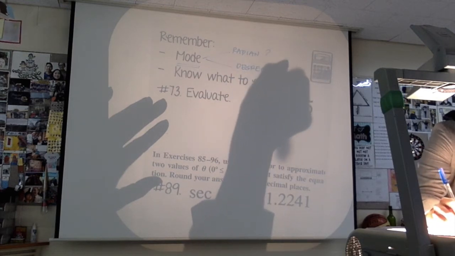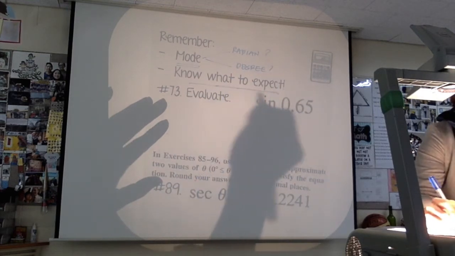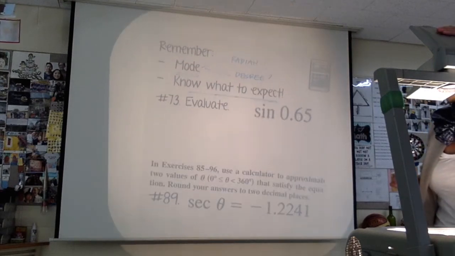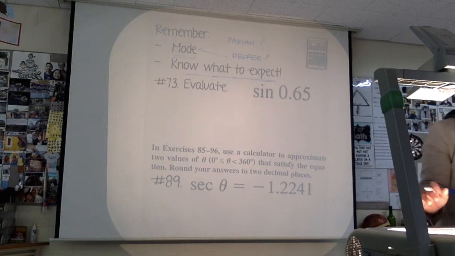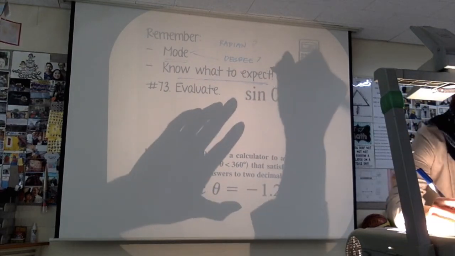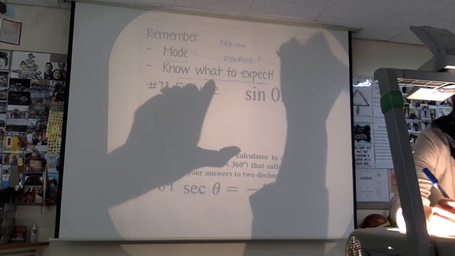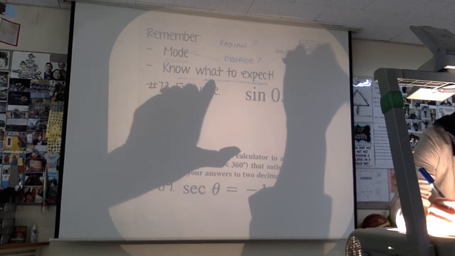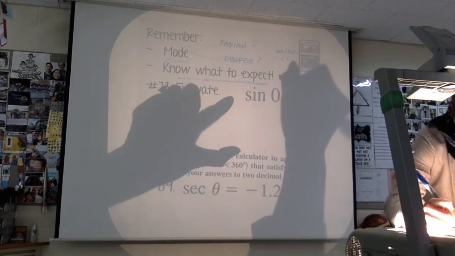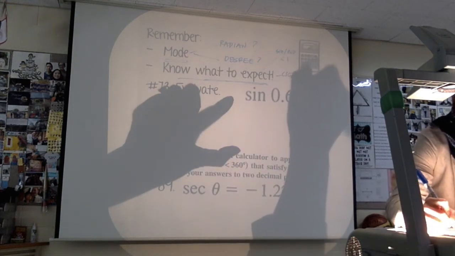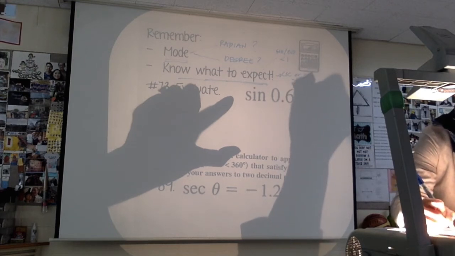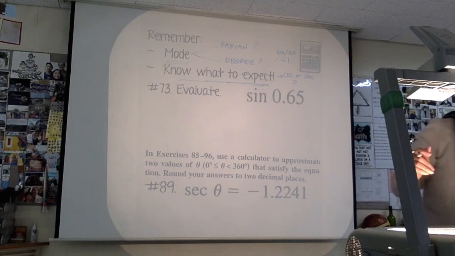And you got to know what kind of answers to expect. So when you punch things in and get an answer, you're not just saying, okay, I got it. You're questioning it: should I know what to expect? Know what to expect. Obviously, when you do sine or cosine, your solutions better be less than 1. When you do cosecant or secant, then you know it has to be greater than 1, obviously, because they're reciprocals, right?